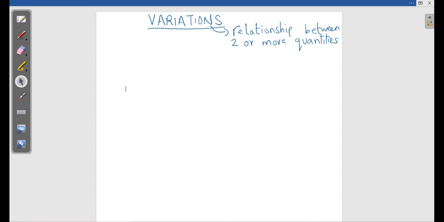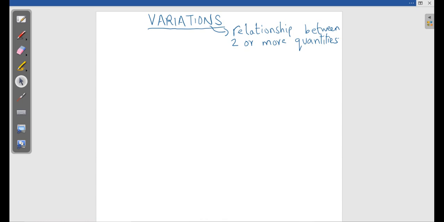Now, you can determine the relationship between the travel distance and the time it takes to get to the destination. So your relationship is between the time taken and the distance traveled. Now that's a relationship. Now there are 4 types of variations, but for British level we only consider 2.